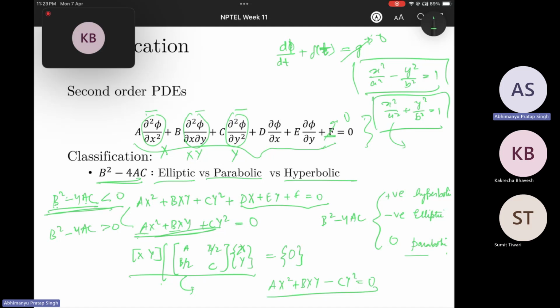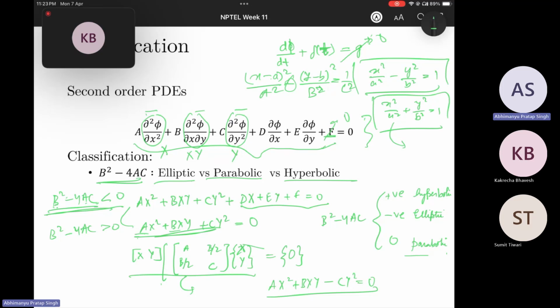Whereas if either a or c is negative, then b square minus 4ac is greater than 0, and we can convert this into something like this form. Not exactly this, as we will have some shift in origin, so we might get something like x upon a whole square upon a minus y upon b whole square upon b square is equal to something like 1 upon c square. But this coefficient will become negative and it's a hyperbola. So similarly, this becomes a hyperbolic PDE.